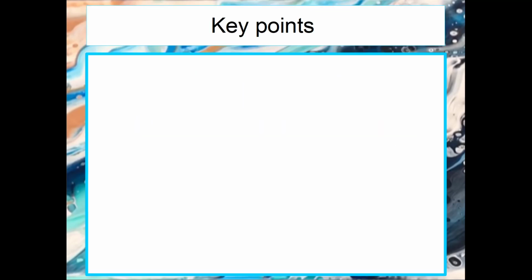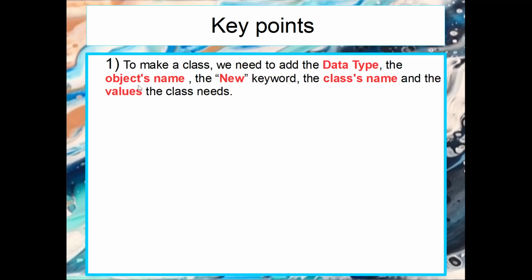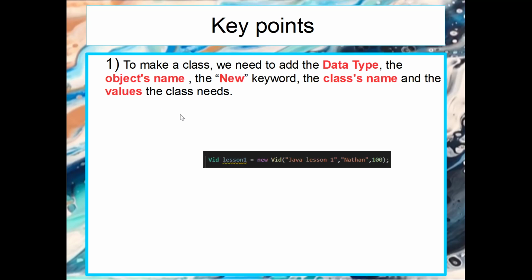There's only one key point that you need to remember when creating an object, and it's very similar to creating a variable. When you create a variable you need the data type, then the variable's name, and then the value. To create an object, you still need to put the data type, then the object's name, then the new keyword, then the class's name, and then the values, if that class needs values. So for example, we have one here.